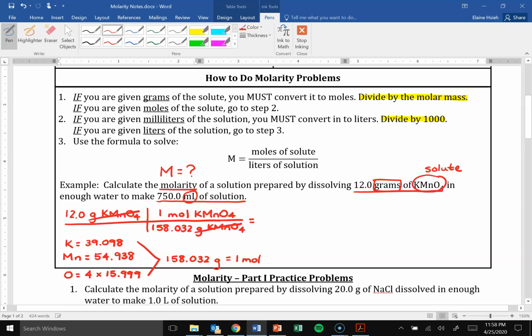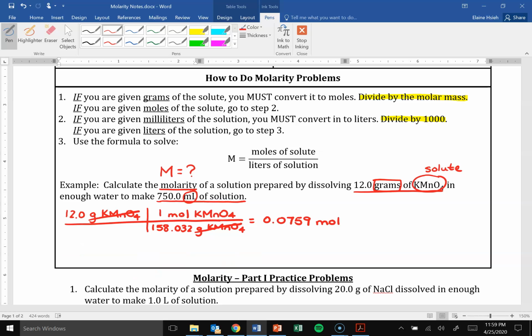And I'm going to divide 12 divided by 158.032, and we got 0.0759 moles. Okay, so that is the first step. I have now converted the grams of the solute to moles. Okay, the next step that I'm going to have to do is to convert the milliliters to liters.